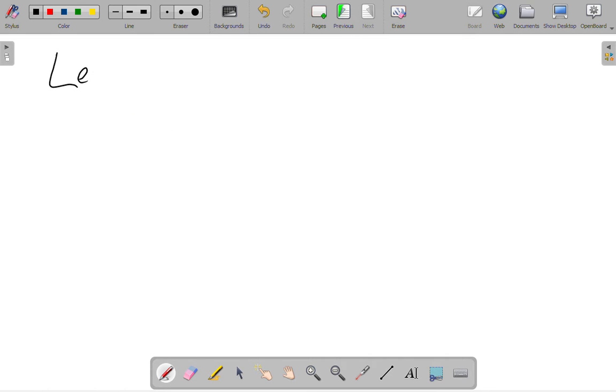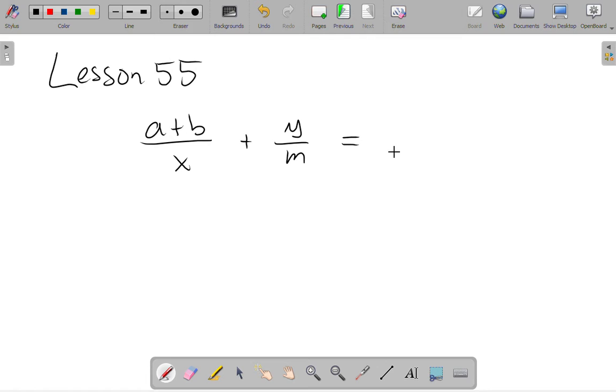All right, lesson 55. Advanced abstract equations. So we're going to jump right into one of the problems because the steps are the same as the other lesson where we learned abstract equations, but we'll still go through them.